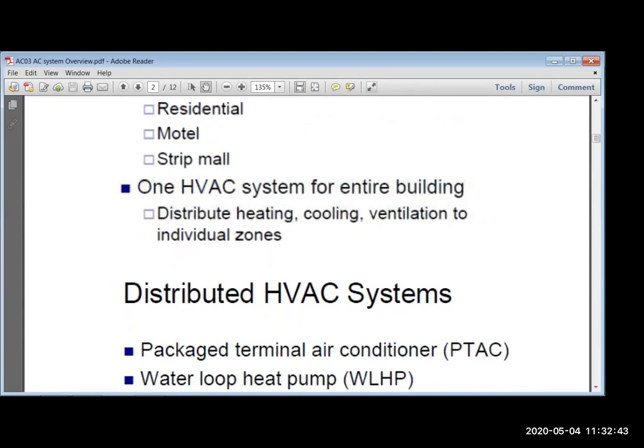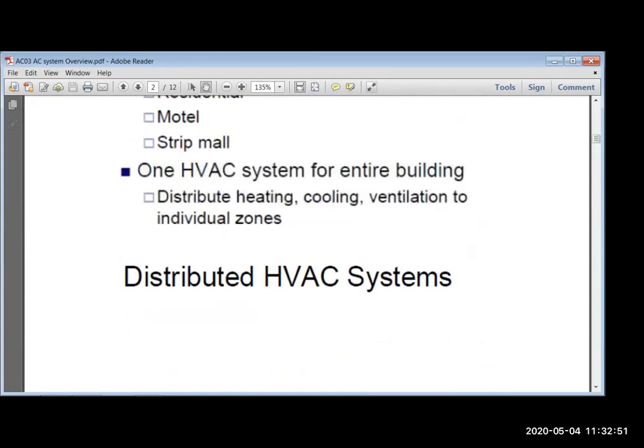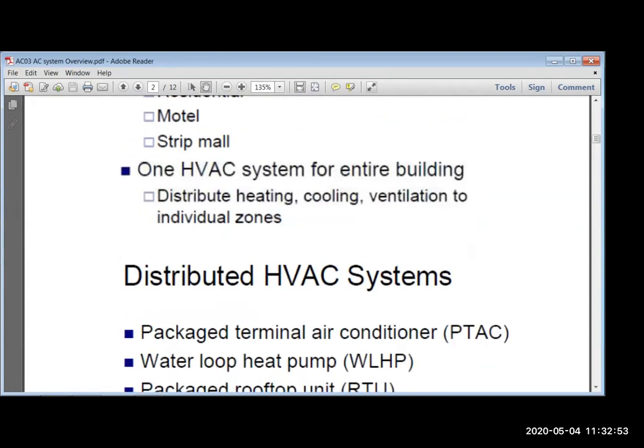Now, the other system is the entire building as one zone. When we have to maintain different temperatures in different parts of the building, that is called a multi-zone system. When we design the HVAC system such that we provide the same temperature air to every room, on any floor, then this is called a single zone system.